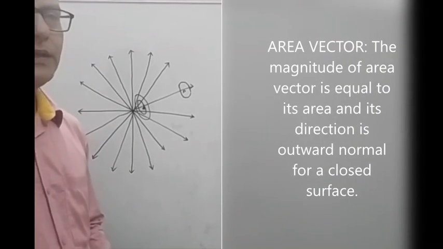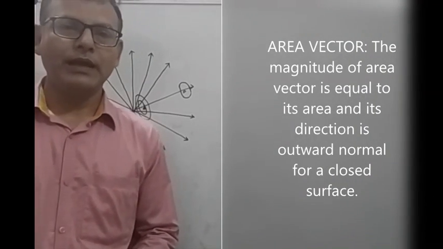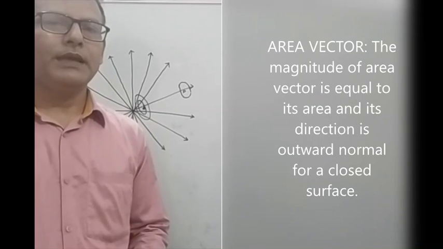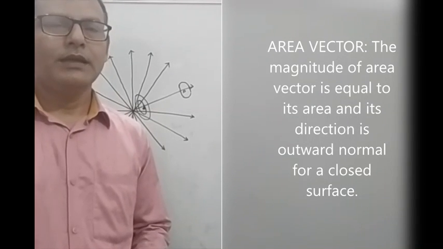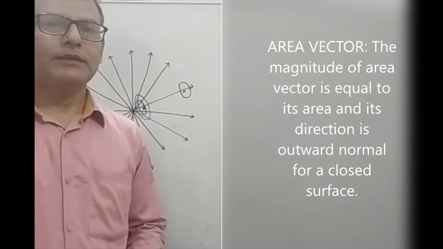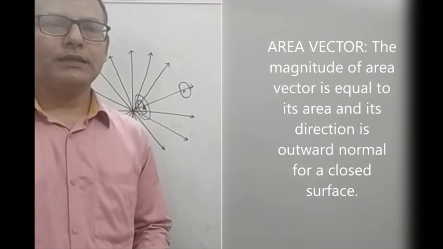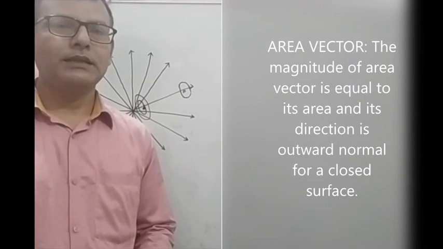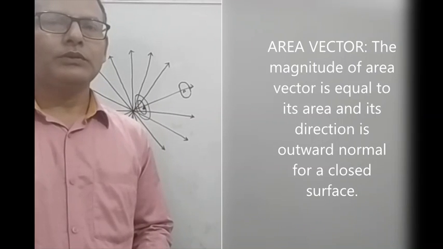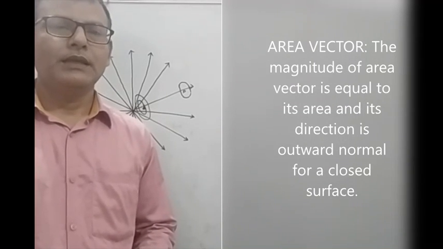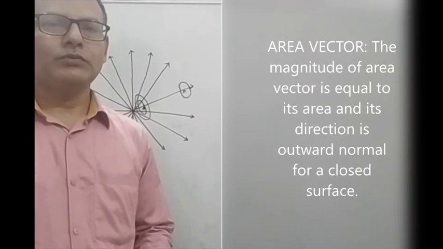For this, area can be treated as a vector quantity. If area is treated as a vector, it is called area vector. The magnitude of area vector is equal to its area and its direction is perpendicular to the surface, and for the closed surface its direction is outward normal.